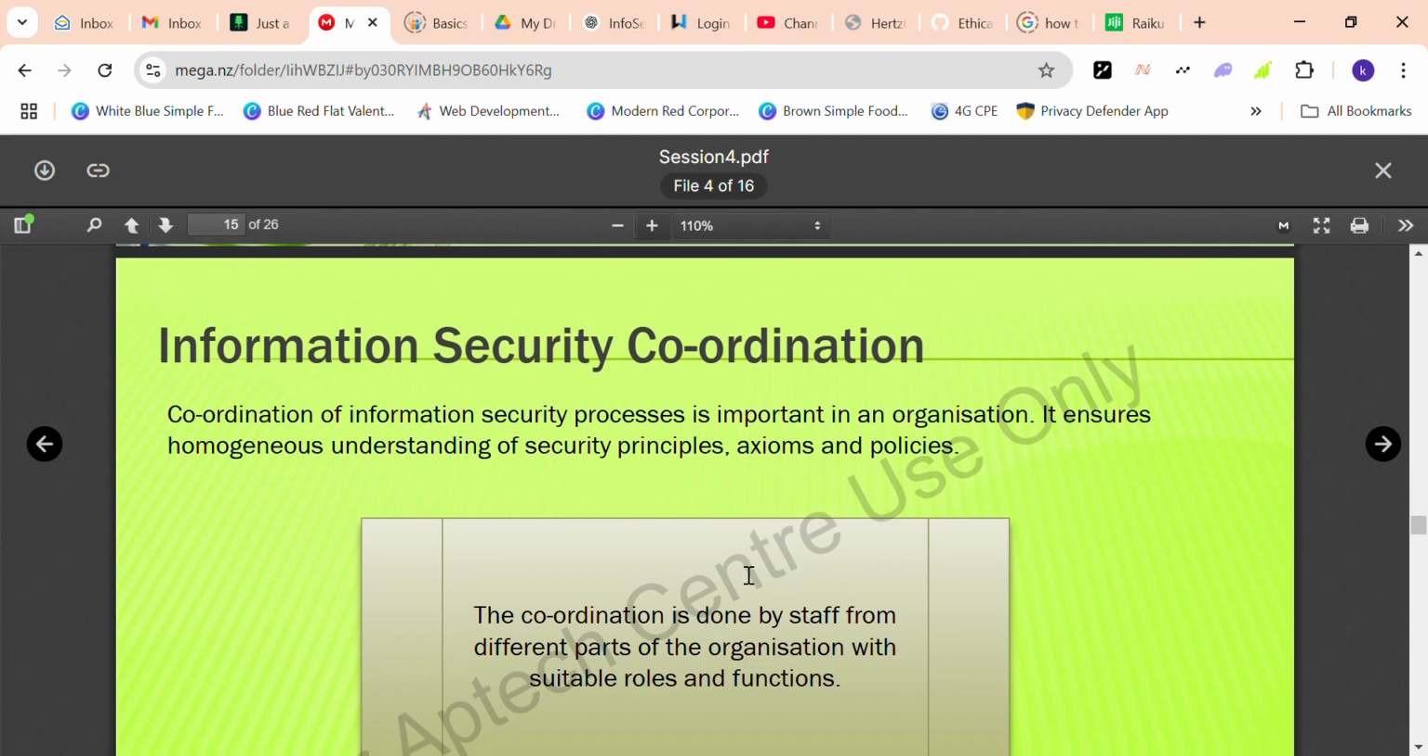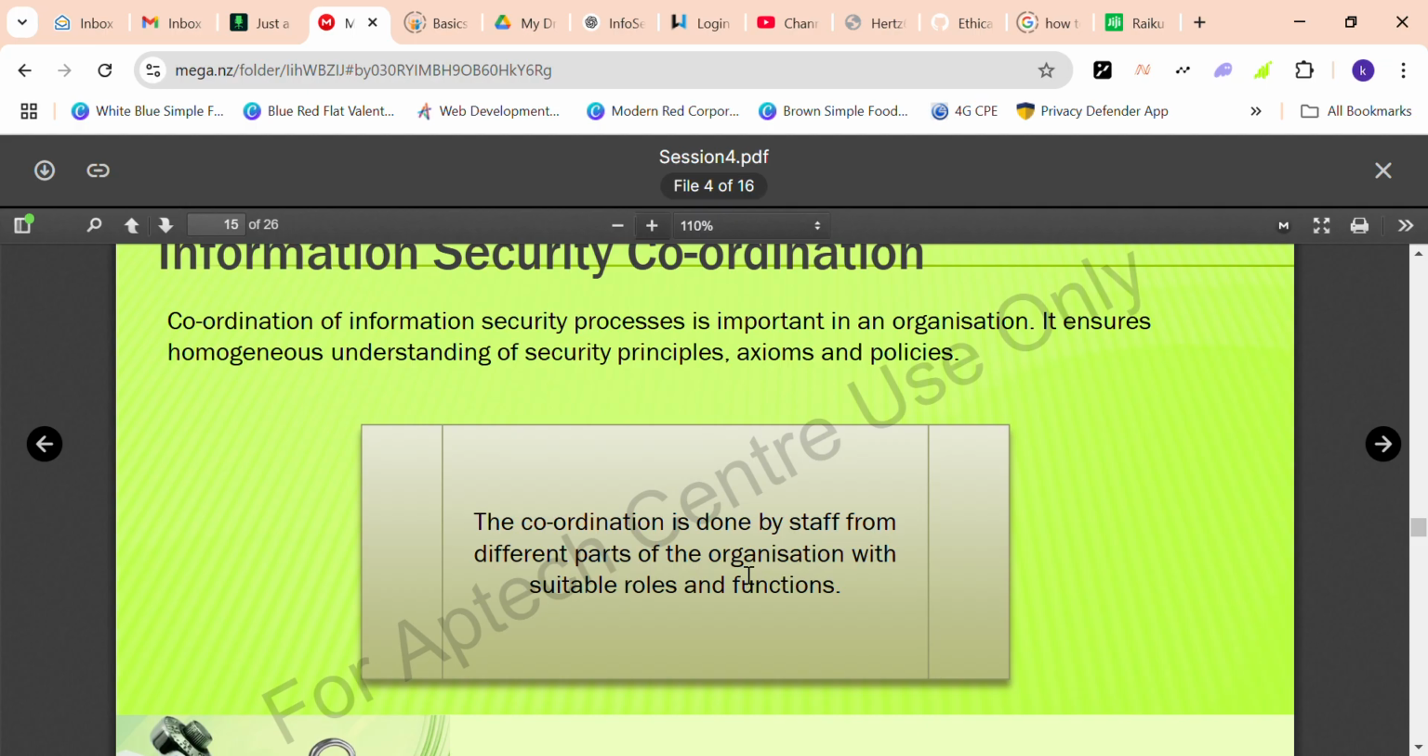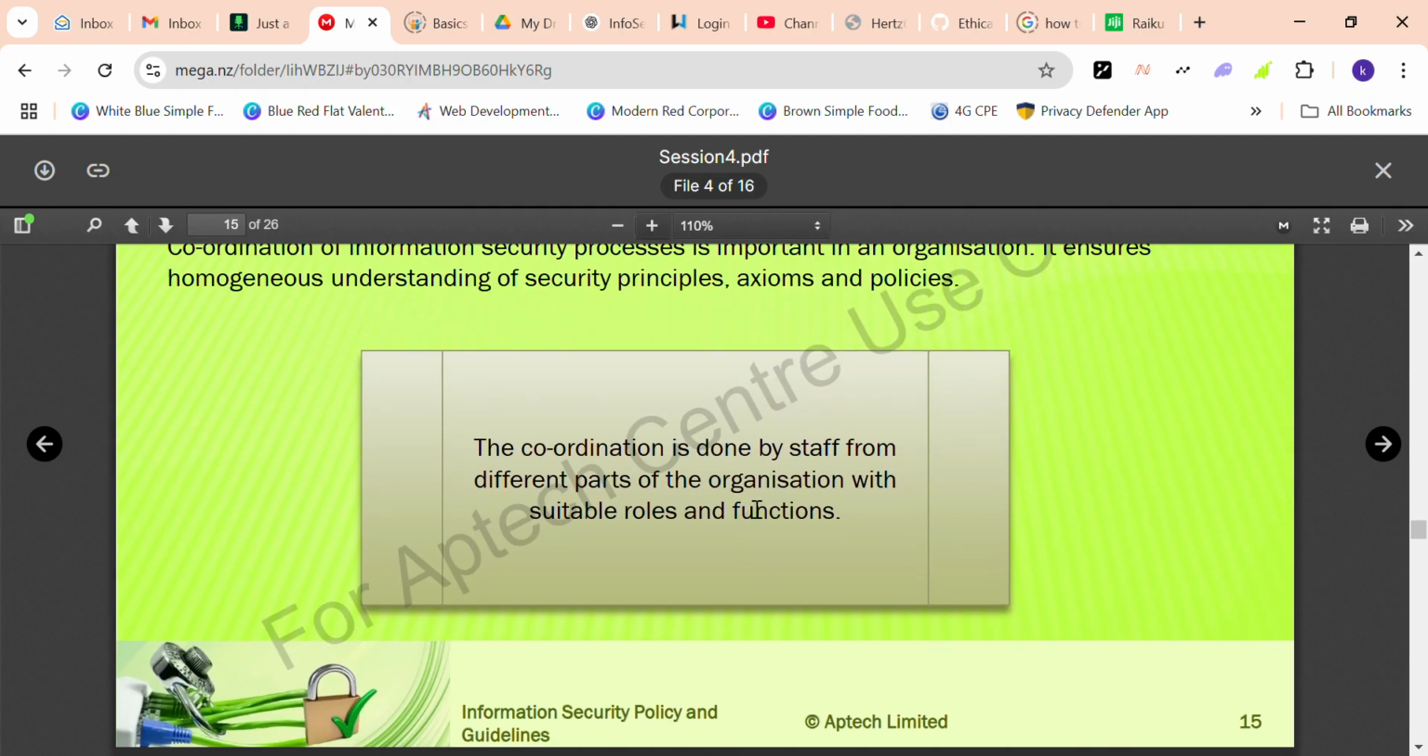So let's talk about information security coordination. Coordination of information security processes is important in an organization. It ensures homogeneous understanding of security principles, axioms, and policy. The coordination is done by staff from different parts of the organization with suitable roles and functions. These are the things we are talking about. You have to ensure that every policy is being adhered to by monitoring them and enforcing them.